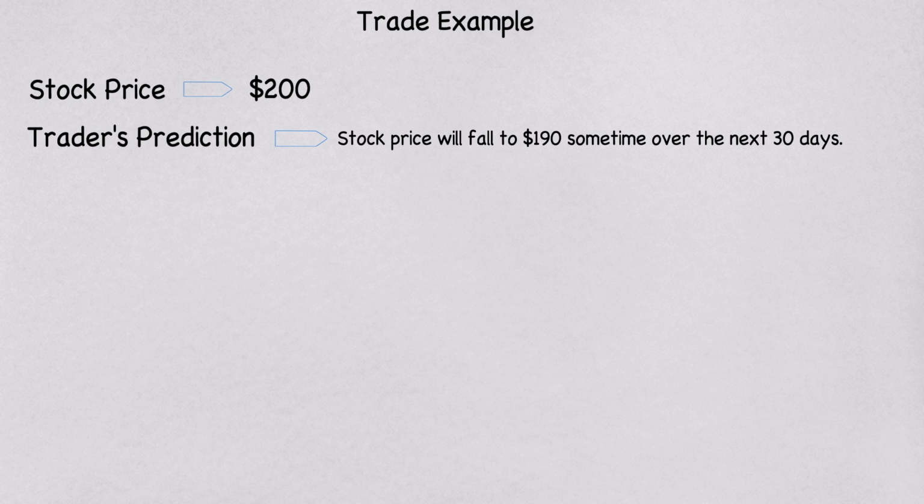So as we did with call options, let's go through a trade example, and this time we'll use put options. Let's say the stock price is currently at $200, and the trader's prediction is that the stock price is going to fall to $190 per share sometime over the next 30 days. So the trade we're going to look at is buying the 200 put that expires in 30 days, and we're paying $6.50 for that put.